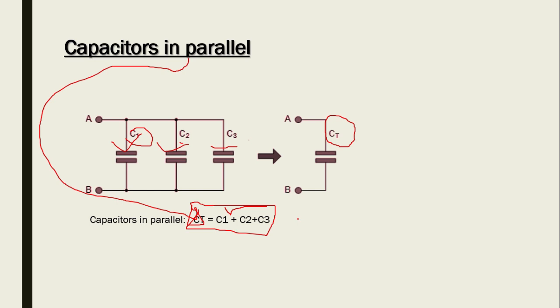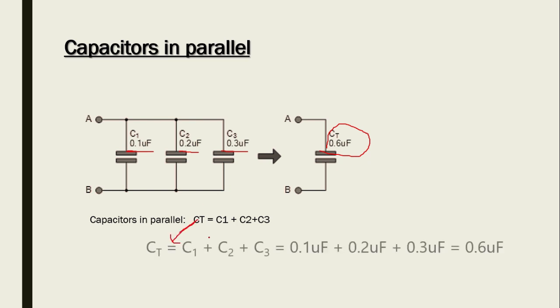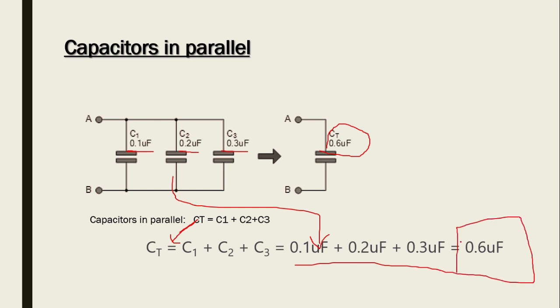Now let us solve a simple problem with some numerical values. C1 is 0.1 microfarads, C2 is 0.2 microfarads and C3 is 0.3 microfarads. We have to find the equivalent capacitance, and we got the answer as 0.6 microfarads. How have we solved it? Ct is equal to the sum of C1, C2 and C3. We have substituted all the values of C1, C2 and C3, and this addition gives the equivalent capacitance.